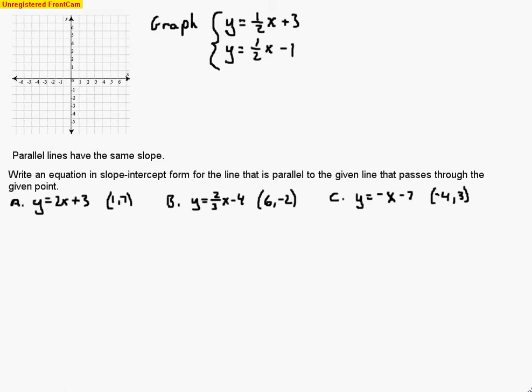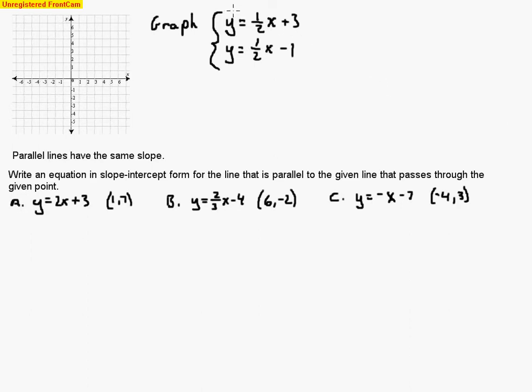Today we are going to write an equation in slope-intercept form for a line that is parallel to a given line that passes through a given point. So the first thing we need to understand is a concept about parallel lines, and we'll see it when we graph these two lines. So let's start off with graphing the top line.